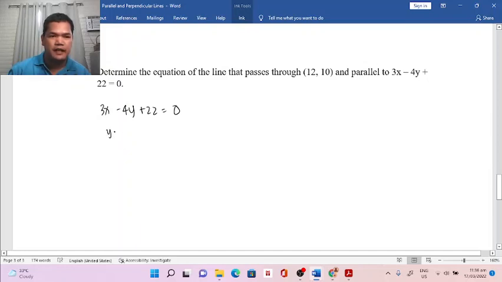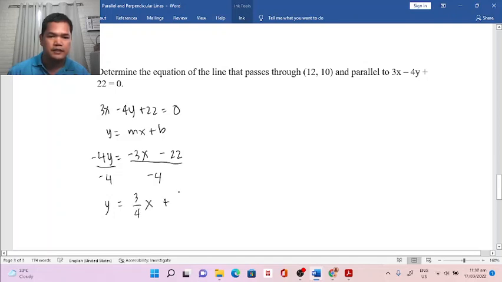Let us have this as y = mx + b. -4y = -3x - 22. So, divide both sides by -4. y = 3/4 x + 11/2.